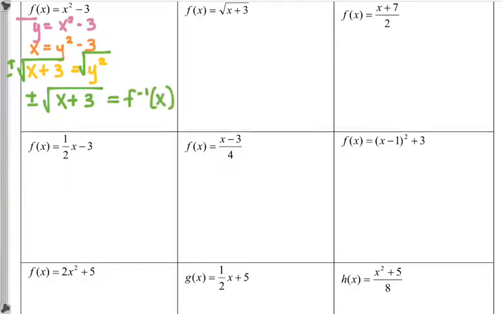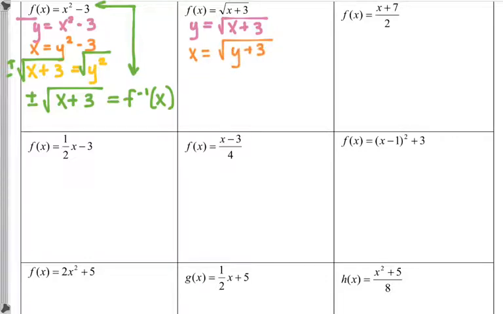Now, if you were to graph the original function and this new one, you should see that they're a reflection over the line y equals x, just like we discussed a little while ago. Let's do the one right next to it. Change your f of x for a y. Switch your x and your y. And then solve for y.